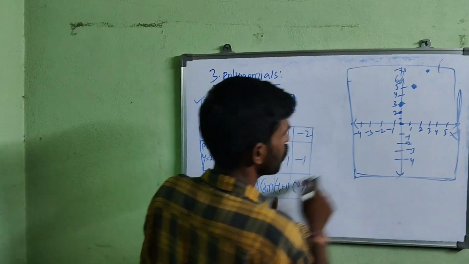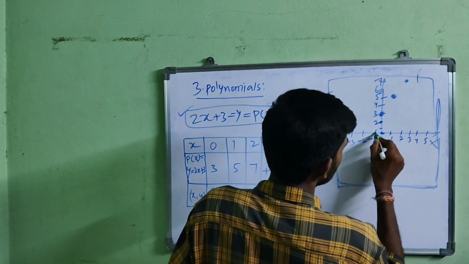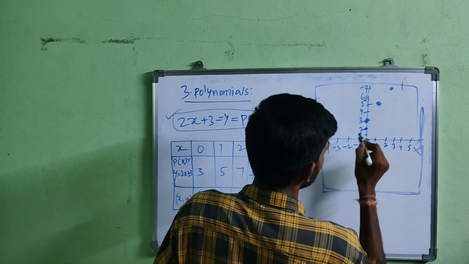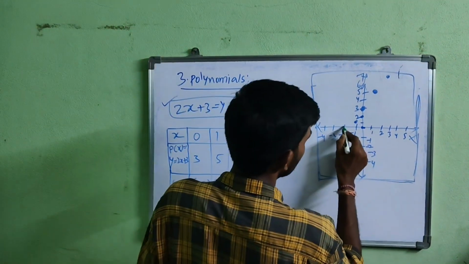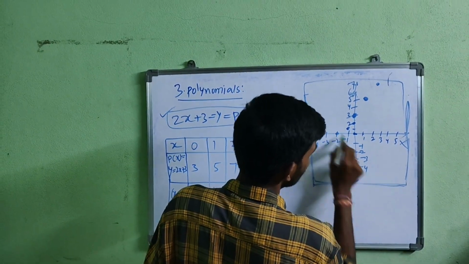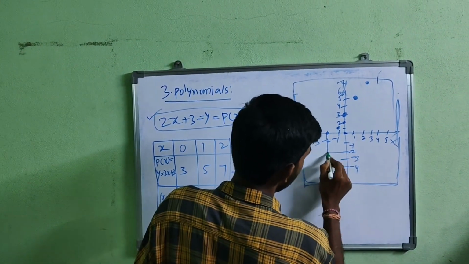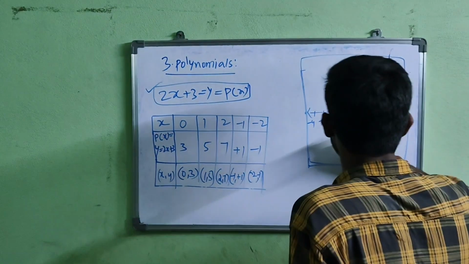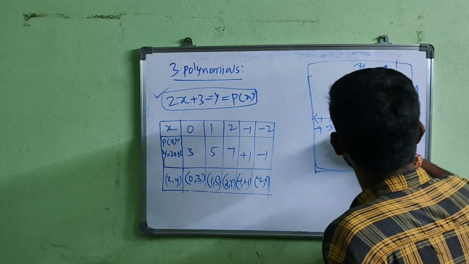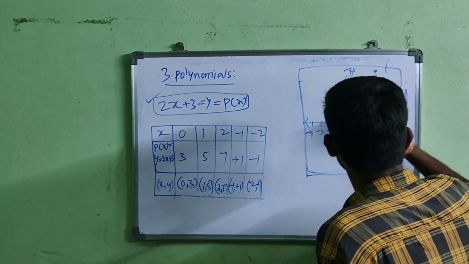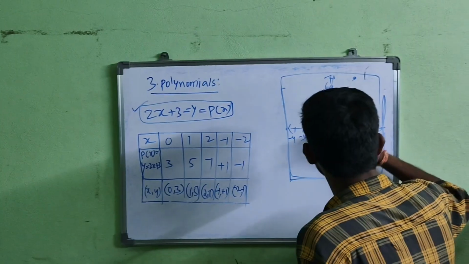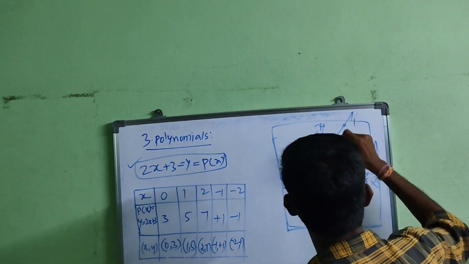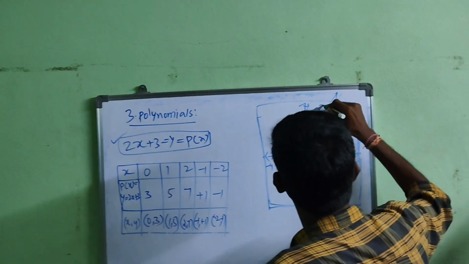Next minus 1 comma plus 1. Minus 1 is on x, y is plus 1 here. Minus 2 comma minus 1: minus 2 on the x-axis, on the y-axis minus 1. Completed, right? Now we need to draw one graph line. By joining all these points, we need to draw one line. This is y equal to 2x plus 3.